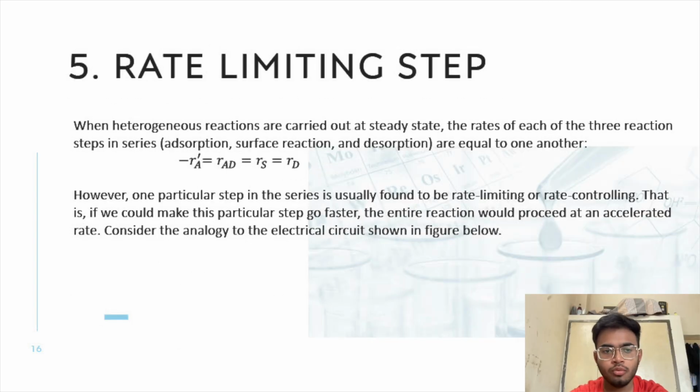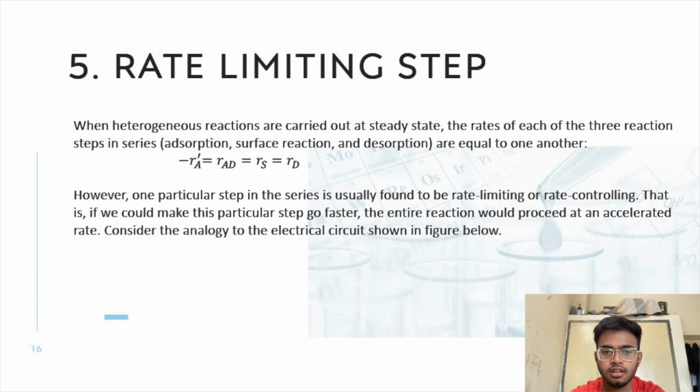Rate limiting step. Whenever heterogeneous reactions are carried out at steady state, the rates of each of the three reaction steps in series, that is adsorption, surface reaction and desorption, are equal to one another. Let us say minus rA is equal to the rate of adsorption, which is equal to the rate of the surface reaction, which is equal to the rate of desorption. However, one particular step in the series is usually found to be rate limiting or rate controlling, that is the slowest step. That is, if we could make this particular step go faster, our entire reaction would proceed at an accelerated rate.